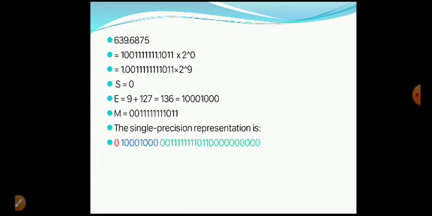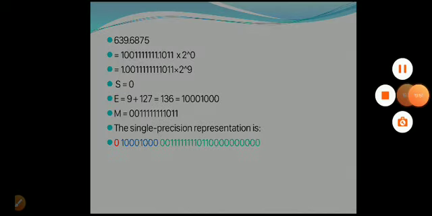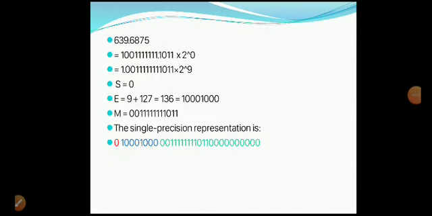I hope everyone understood how to write down the answer for the different data types supported by the 8087, and how they are converted into the temporary or real format. Okay, thank you.